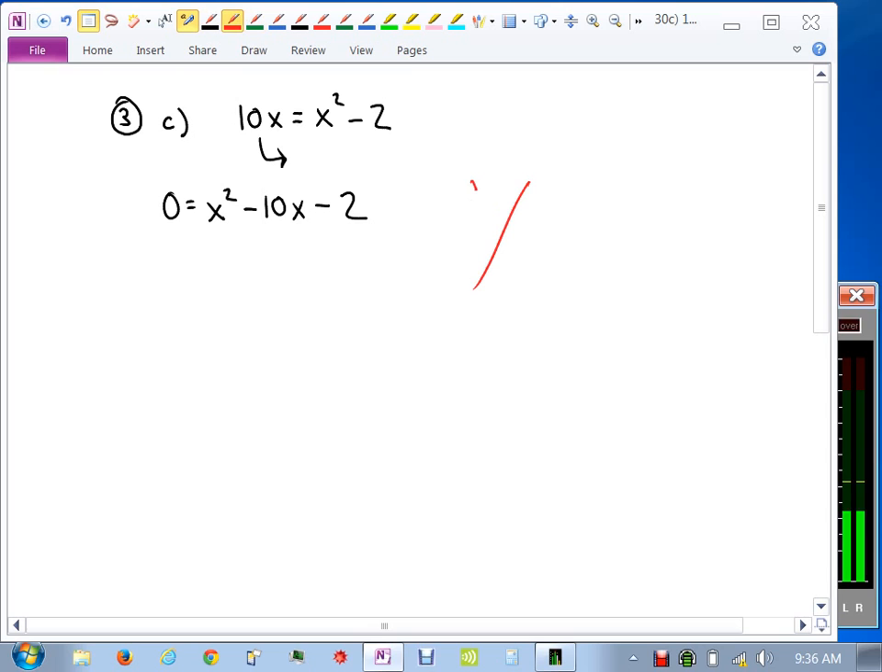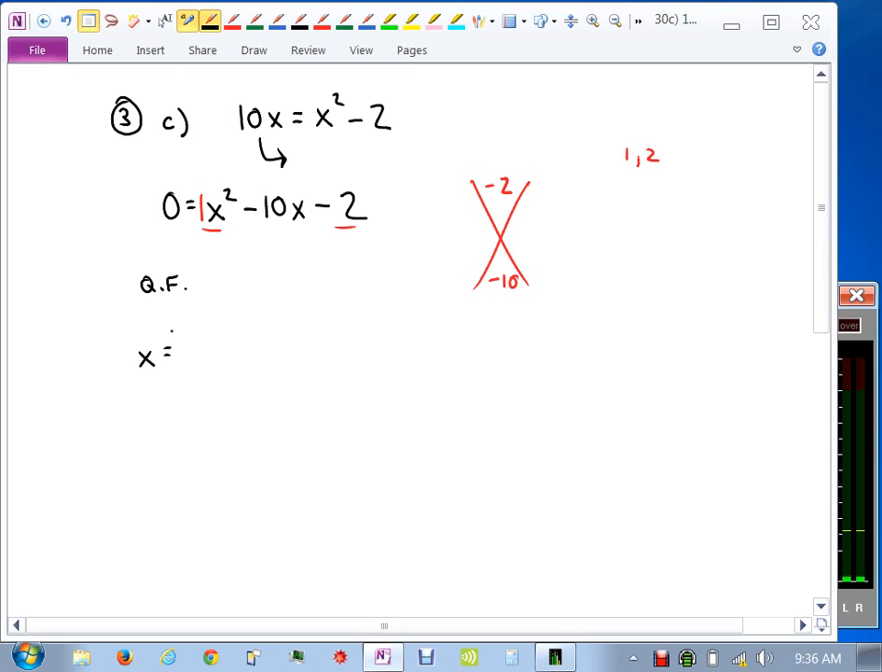AC method, let me try it real quick. I'm taking a 1 in front of the x squared, and I'm multiplying it by negative 2. Then I get negative 10 here. There's no way this is happening. The only way to get negative 2 is to use a 1 and a 2. And there's no way those are going to add up to be 10 ever. So stuck with the quadratic formula.